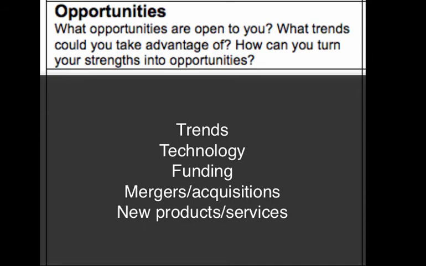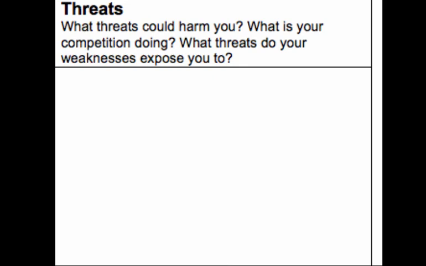Is it possible for them to have an IPO and sell off some stock to raise some funding? Is there an opportunity for them to collaborate with another person in their industry in order to create a new product? So think about the opportunities and list them out on your worksheet. Finally, let's think about threats. These are the external threats to your organization.